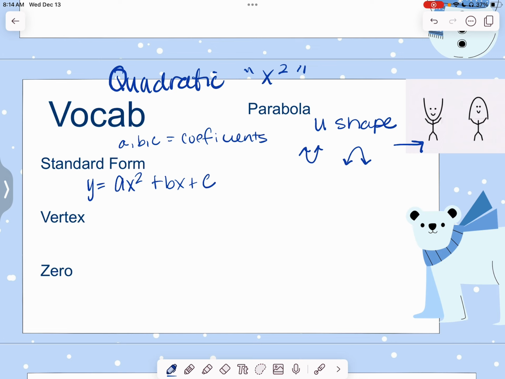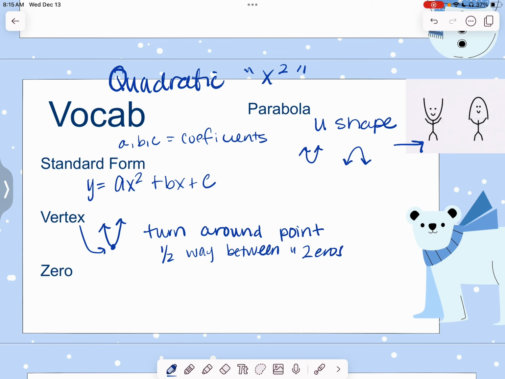Vertex is the turnaround point right here. This is the vertex. The turnaround point. Okay, it is halfway between the zeros. Okay, zeros are also known as x-intercepts, also known as roots. I don't know why we have three names for them.